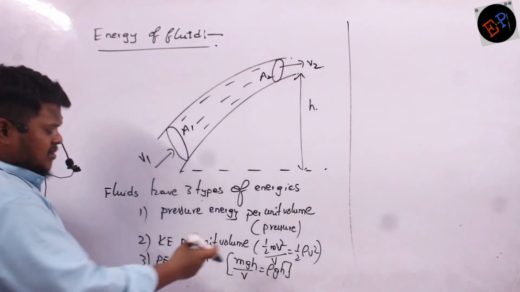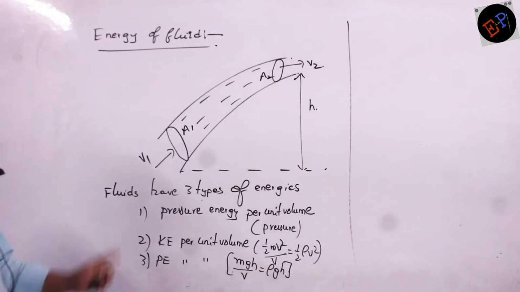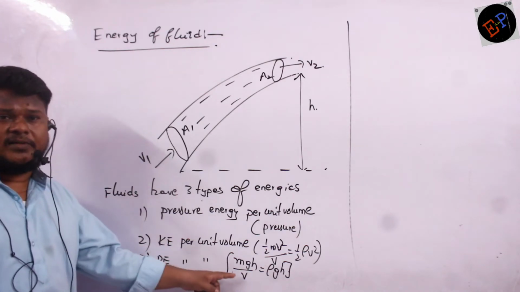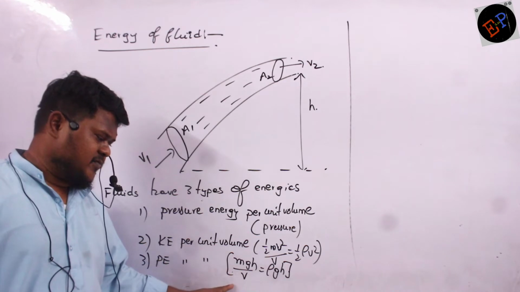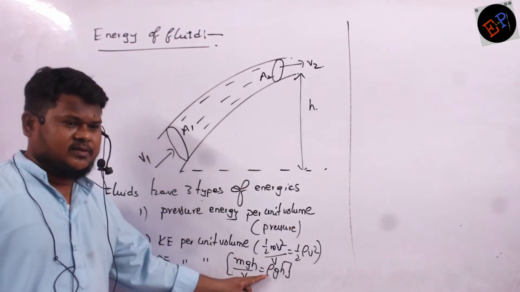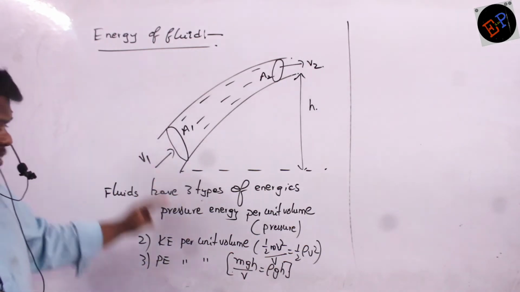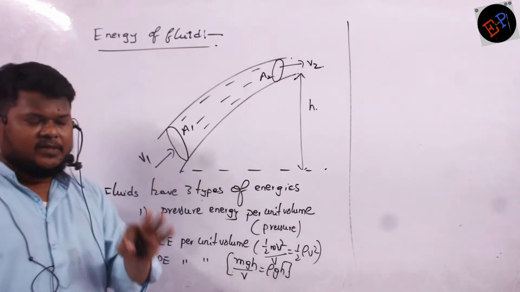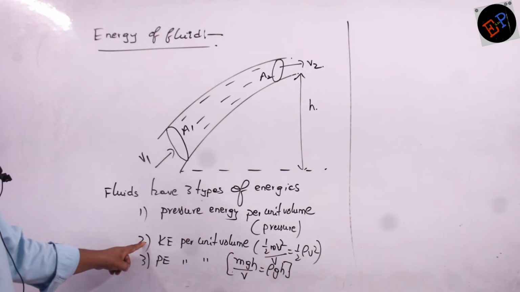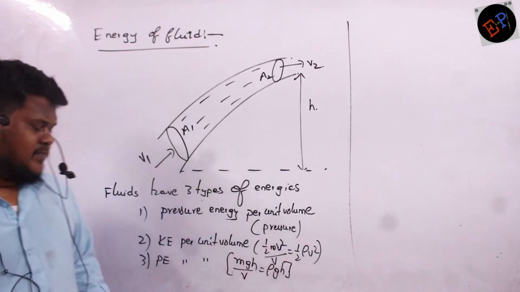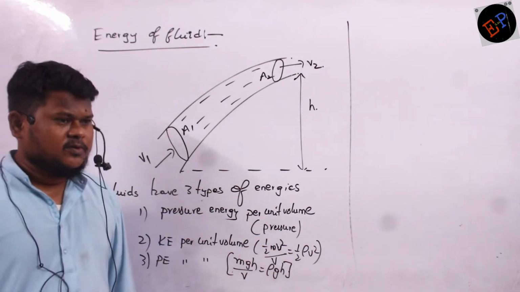Similarly, this liquid is at a greater height, so potential energy is also there. Therefore the third energy is potential energy per unit volume: mgh by v, again mass by volume is density, so rho gh. So the liquid has 3 types of energies: pressure energy per unit volume, nothing but pressure; kinetic energy per unit volume, half rho v square; and potential energy per unit volume, rho gh.